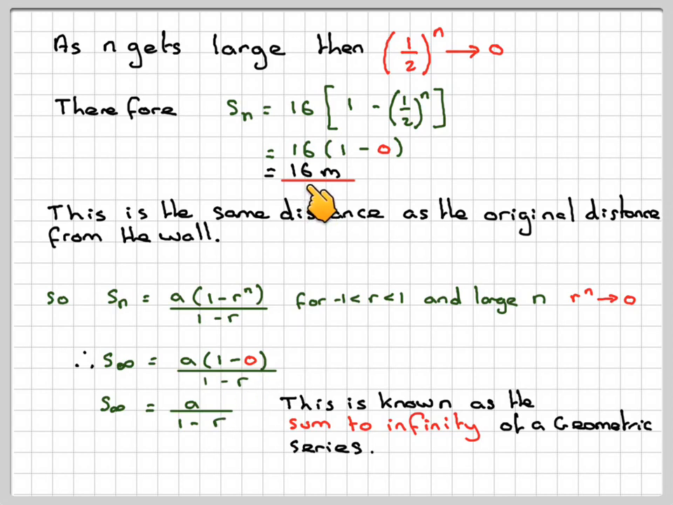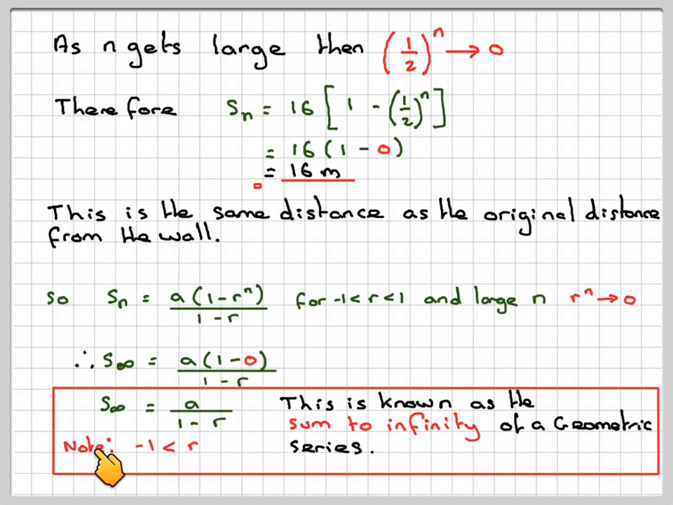And so the man walking towards the wall can walk there an infinite number of times, walking half the distance. So eventually he will walk 16 meters. And we know if we set a man off 16 meters from a wall and he walks towards it, he will eventually hit it unless he stops. Okay, so just one important thing to remember is that the common ratio for this to happen must be between -1 and 1.